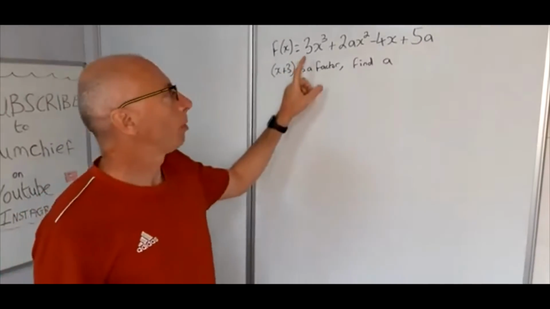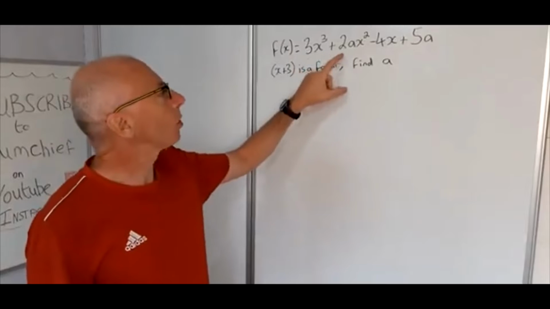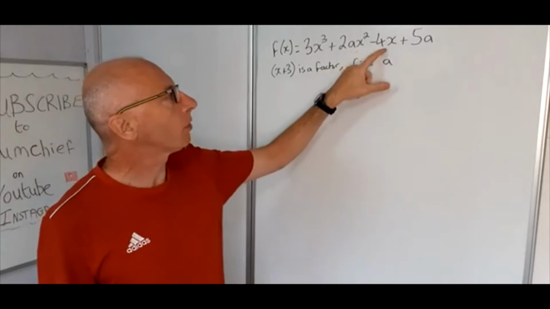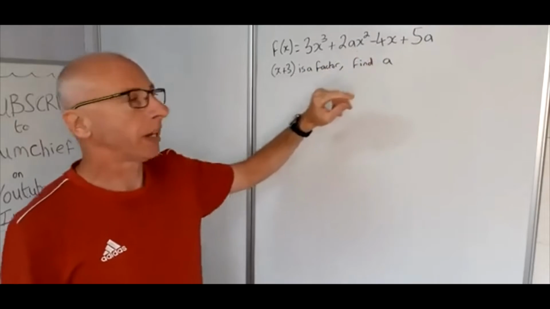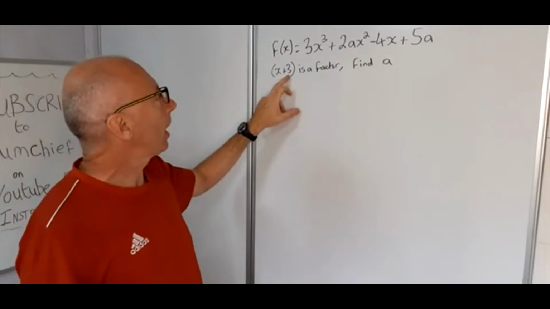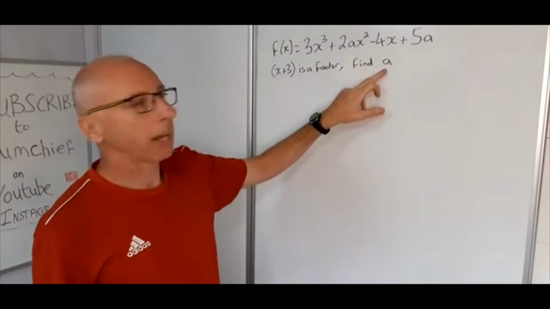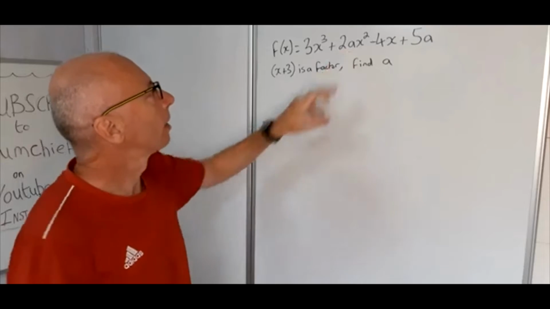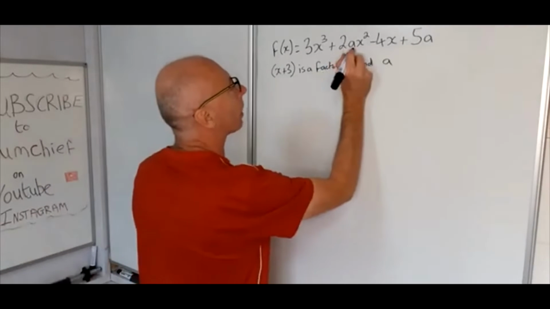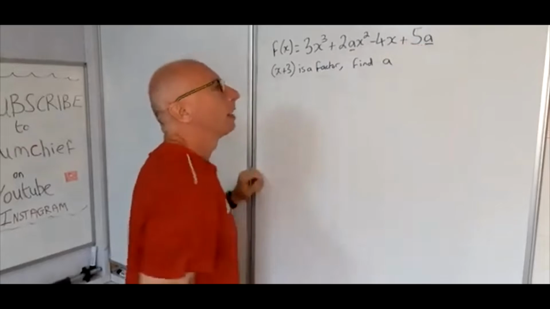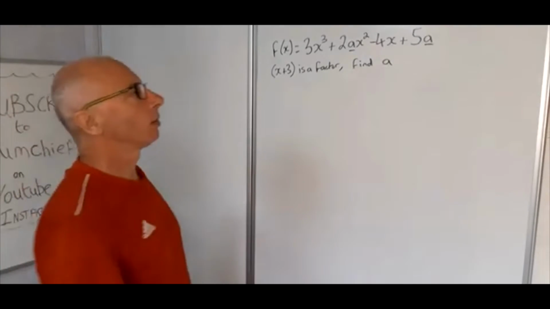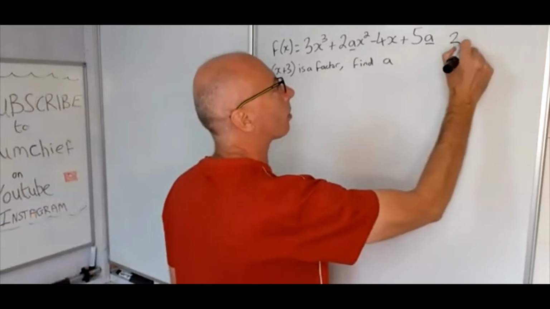Okay, so we've got a polynomial here, 3x cubed plus 2ax squared minus 4x plus 5a. And we're given that x plus 3 is a factor, and we need to find the value of this constant a. So that's what we're looking to find, the value of this here. Now, there's three ways which I'm going to show you today.